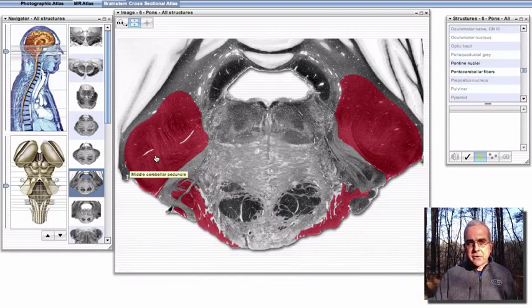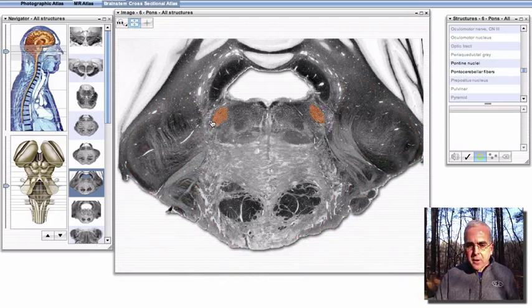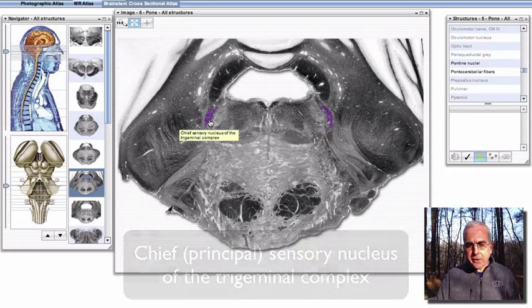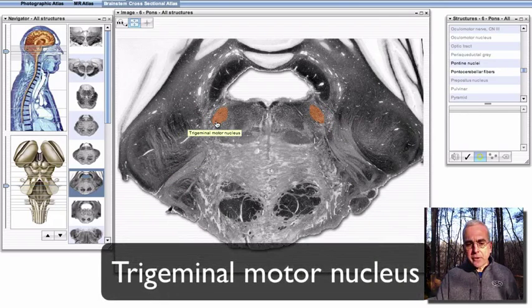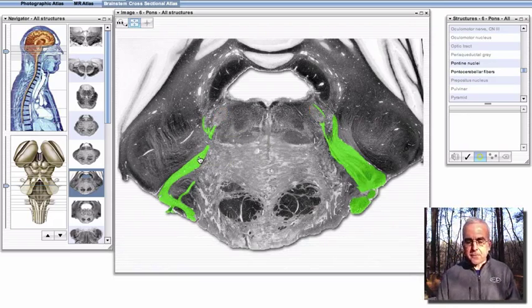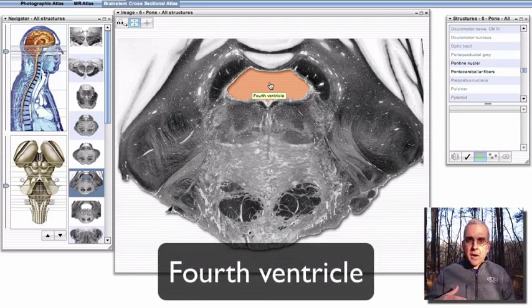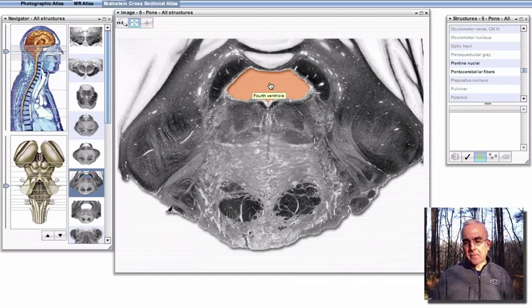Now in the region of the tegmentum of the pons, we have some cranial nerve nuclei of note. We have the chief sensory nucleus of the trigeminal complex, also called the principal sensory nucleus, and the trigeminal motor nucleus that are connected up with the trigeminal nerve roots, which we see here. Now, above the tegmentum, of course, that cerebral aqueduct has now opened up into a large fourth ventricle. And so lateral and dorsal to that fourth ventricle is the cerebellum.